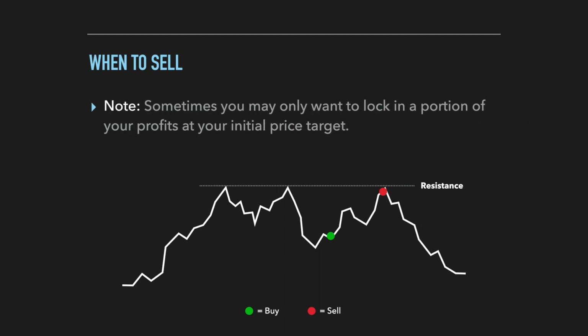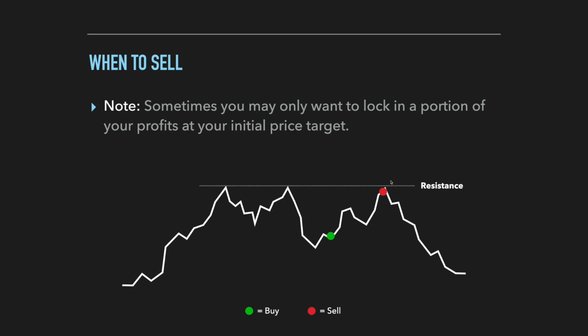Now, one thing to keep in mind is that sometimes you may only want to lock in a portion of your profits when the stock does reach your initial price target, and that's because obviously support and resistance are not going to work 100% of the time. There's going to be occasions where a stock is going to blast right through this level of resistance and continue to the upside, and if you decide to sell your entire position just below that resistance level, then you're going to miss out on a large part of the run that happens in the stock.